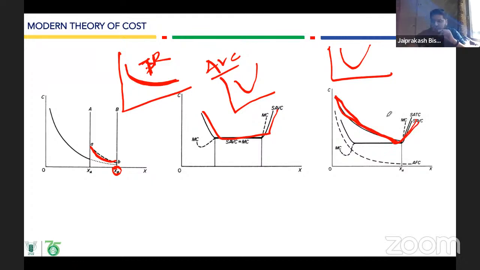So there are different kinds of curves, and you may get some questions on these kinds of curves in the neoclassical theory of cost. So you should be aware of these kinds of curves, and this space is called reserve capacity, or plant reserve capacity.